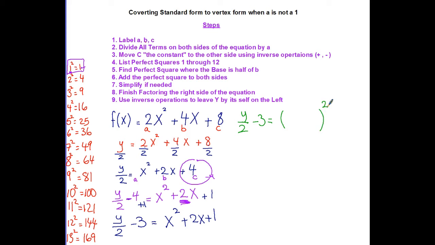Now, what goes in the parentheses? You need to take the square root of the first term and the square root of the last term. So it's x plus 1.